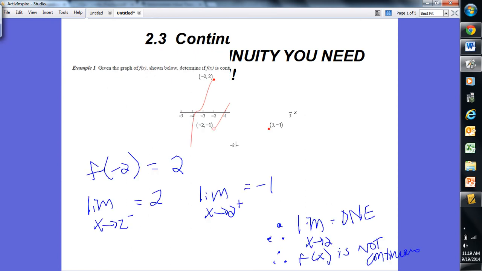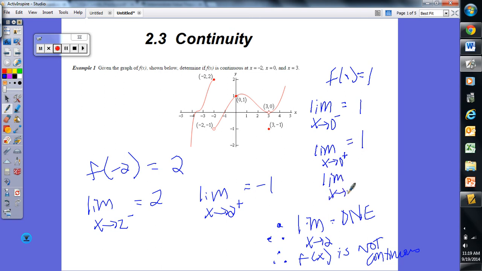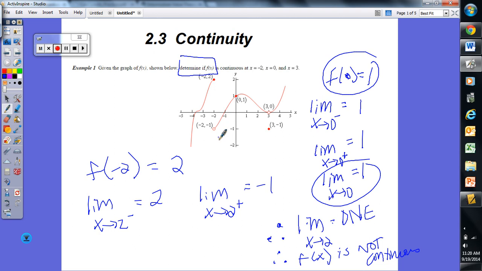We wanted to know if it was continuous at x equals 0. We can see that it is, but what is f of 0? Well, it is 1. What is the limit as x approaches 0 from the left? Well, it's 1. What is the limit as x approaches 0 from the right? Also 1. Therefore, the limit as x approaches 0 equals 1. So far, so good. The third condition is that these 2 things have to have the same value. And since they are both 1, it is continuous. Don't ever say the function "is." The function is continuous at x equals 0.